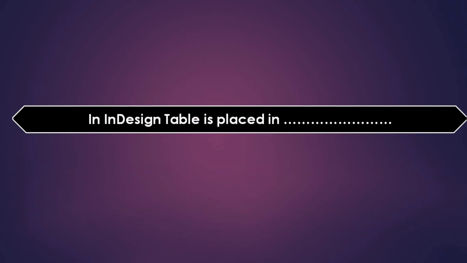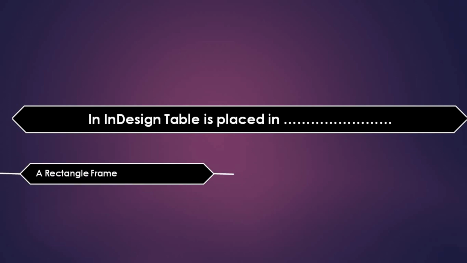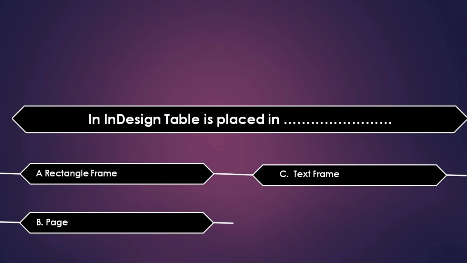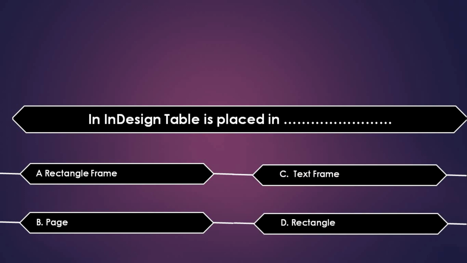In InDesign, table is placed in dash. A. Rectangle frame, B. Page, C. Text frame, and D. Rectangle. The right answer is text frame. Table is placed in text frame.